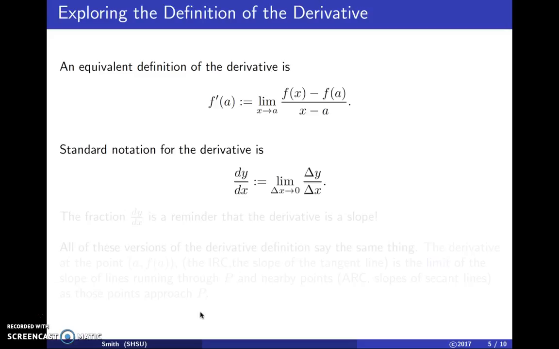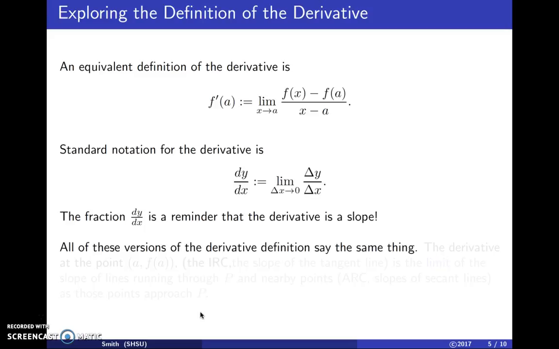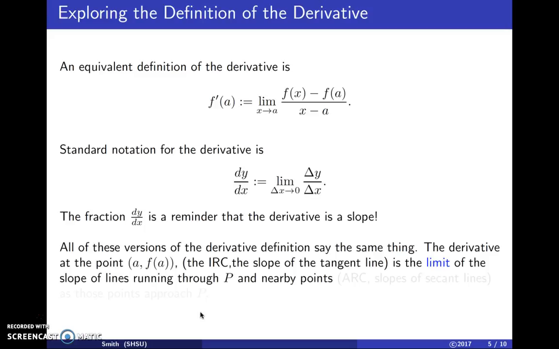Standard notation for the derivative is dy over dx is the limit of the slope. dy over dx is intended to remind us that the derivative is a slope. It's a rate of change, a ratio of change in y over change in x. All of these versions of the derivative definition say the same thing, and you should get used to seeing these. The derivative at a point is the IRC, or the slope of the tangent line, and by definition, it's the limit of the slope of lines running through P and nearby points, that is, the average rate of change, or the slopes of secant lines, as those other points approach P.